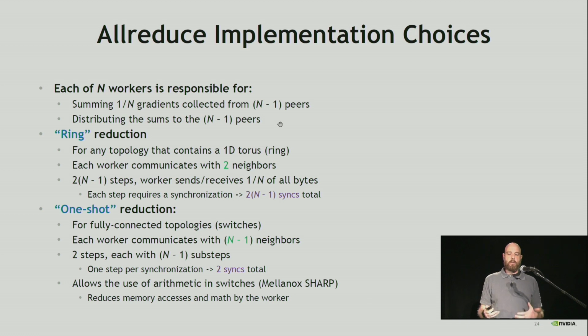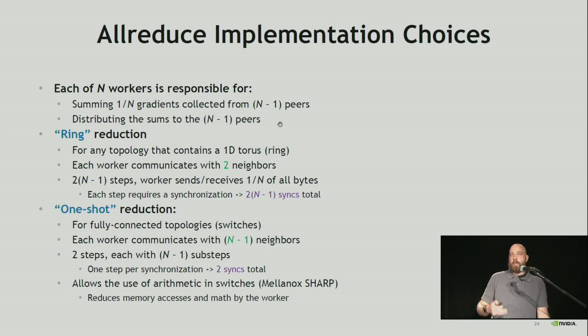As a result of that, you effectively have 2 to the n-1 synchronization steps in this communication pattern. Some of that can be overlapped with pipelining and so forth. An alternative is one-shot reduction, where now you are assuming that you have a fully connected topology underneath. So each worker is communicating with all of its peers. So you can assume that they have a direct connection, which you can assume whenever you have, for example, a switch in your hardware for communication.